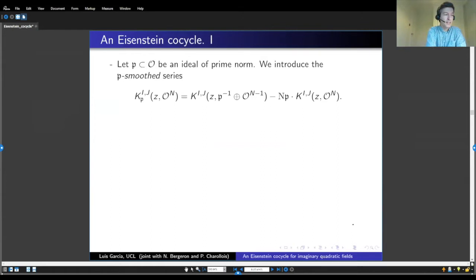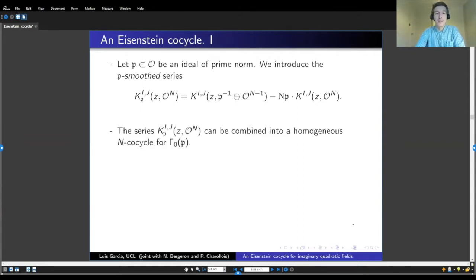And finally, I'm going to introduce something that I call a p-smoothing, where you fix a prime ideal, of prime norm in fact, and then we introduce this modification. So again, it's a similar modification to the one I gave in the first slide, where I was describing that it's a little bit easier to see the algebraicity for these modified Kronecker-Eisenstein series. So you modify the lattice along the first coordinate only.